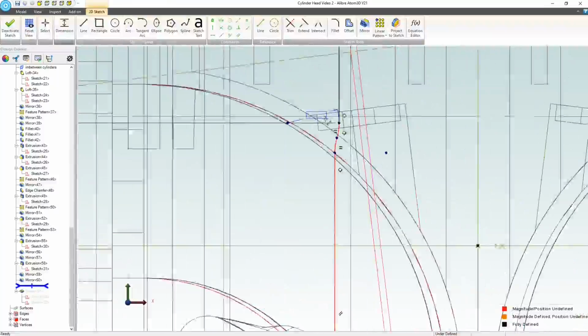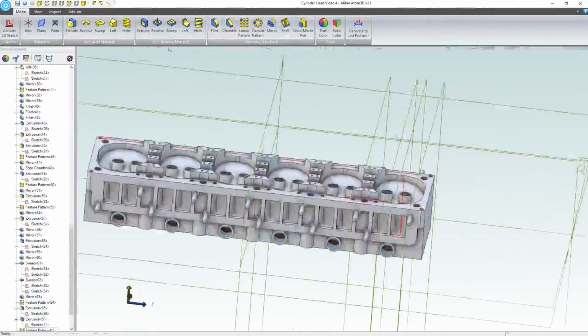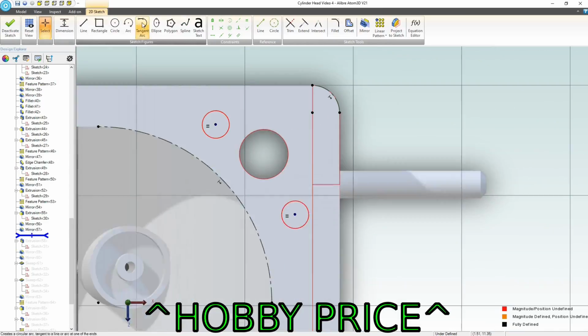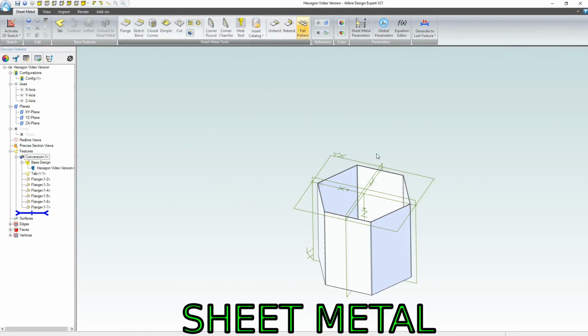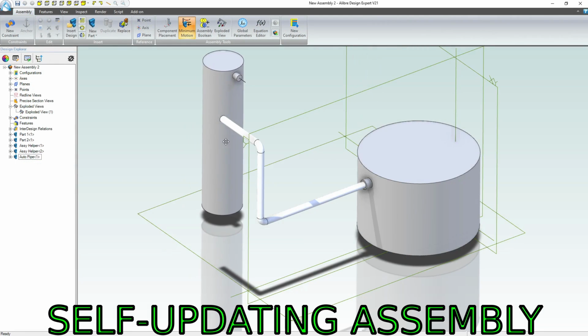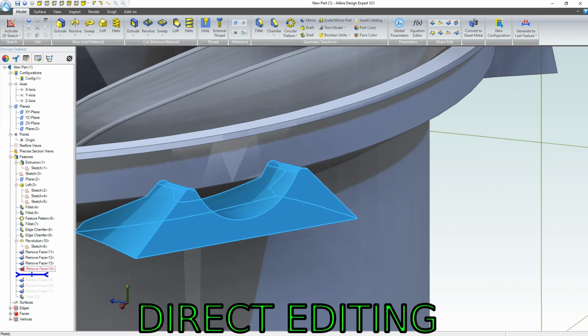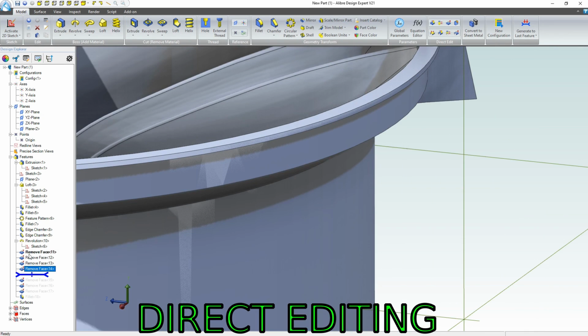Here we have a cylinder head being made with ALibre Atom. This is the hobby level license you're looking at. ALibre is capable of sheet metal work, assemblies, even self-updating assemblies, direct modeling of STEP files and other proprietary formats like SolidWorks, and much more.